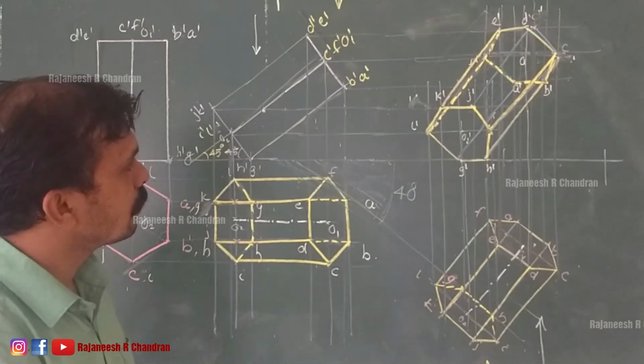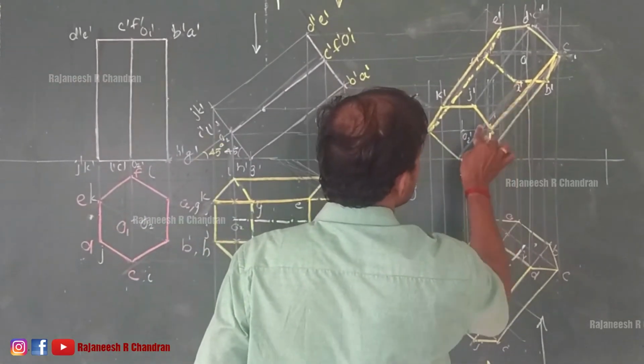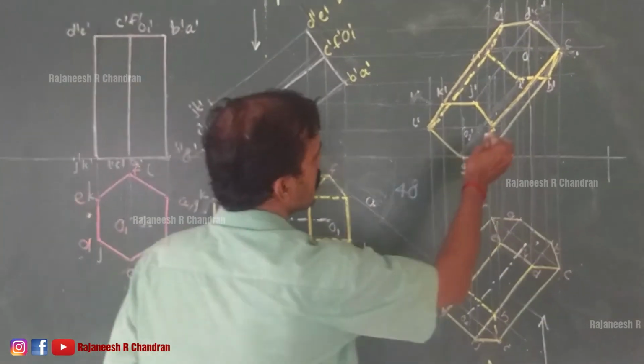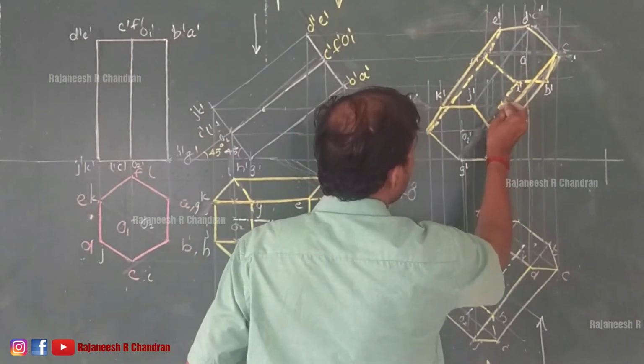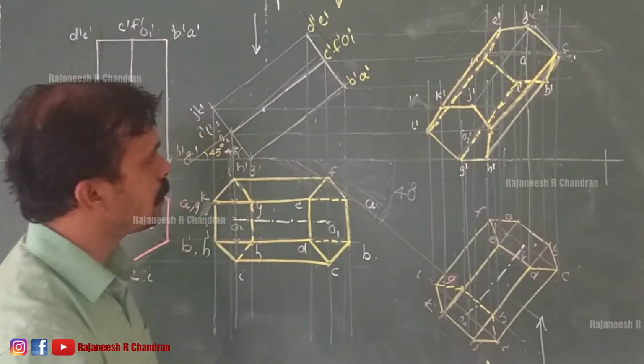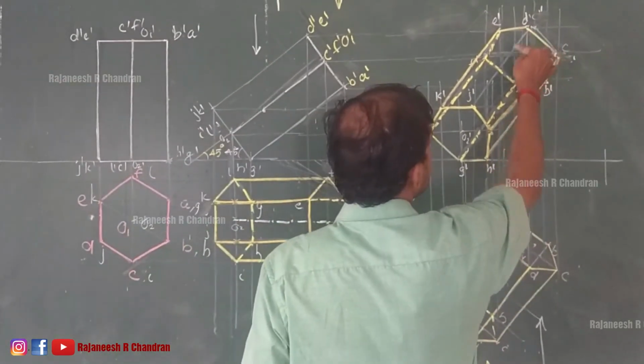Now we know that this is an invisible corner, right? So since it is an invisible corner, the edges connecting the invisible corner will be invisible. So it is invisible. So that is also invisible.